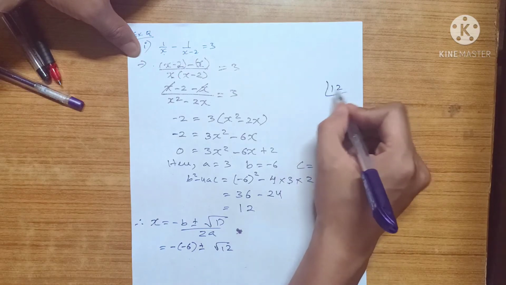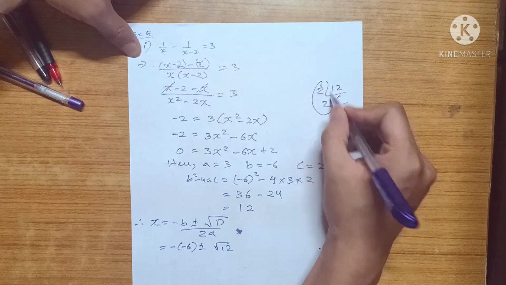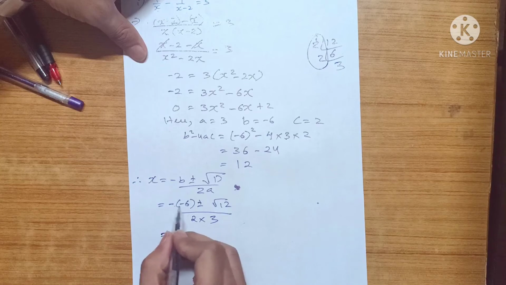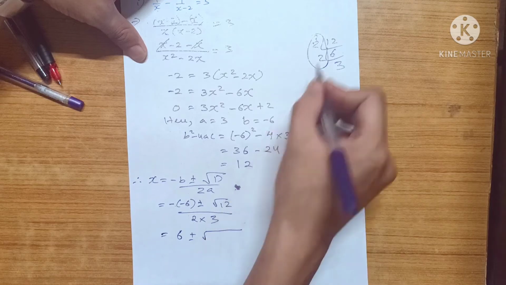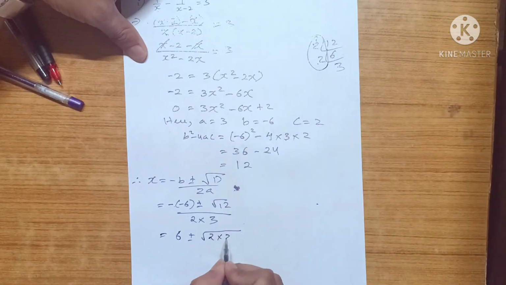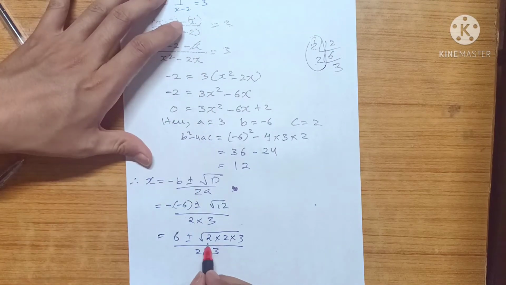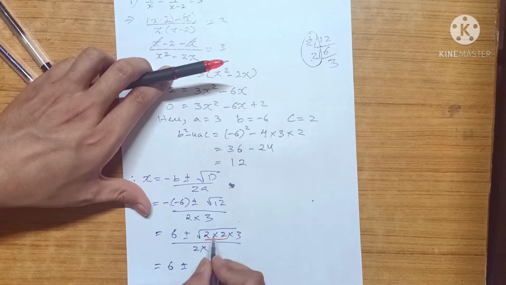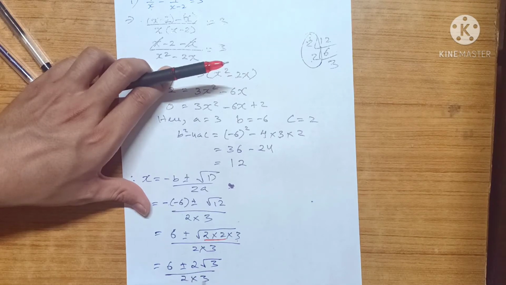See, root over 12 means 2 sixes are 12, 2 threes are 6, I can take these two out. See, root over 12. Okay, let me just do it here. 2 into a is 3. So what happens is minus minus is plus 6. I'm not writing the plus, okay? Plus minus root over, instead of 12, I can write 2 into 2 into 3, divided by 2 into 3. Now this 2 is a pair, so it will come out from the root, right? We all know that plus minus 2 comes out, and what's remaining? The one without the pair.